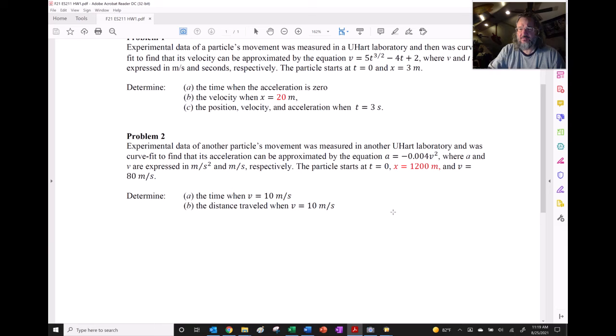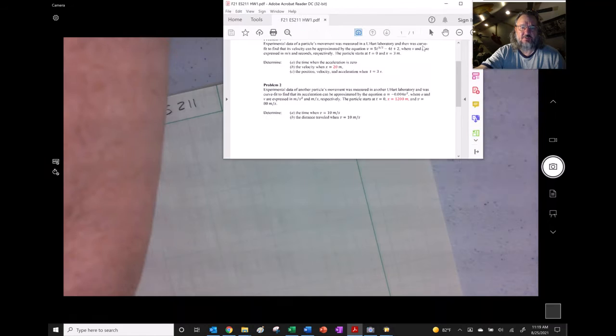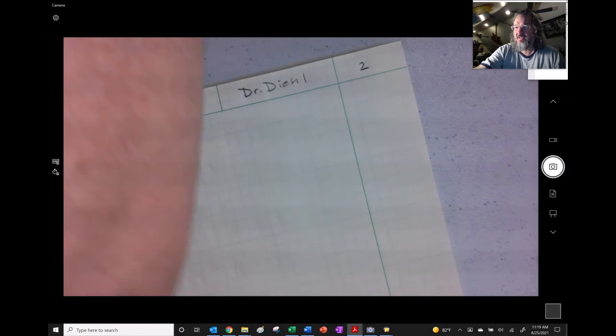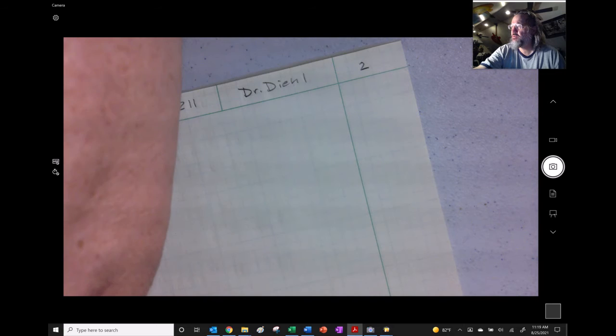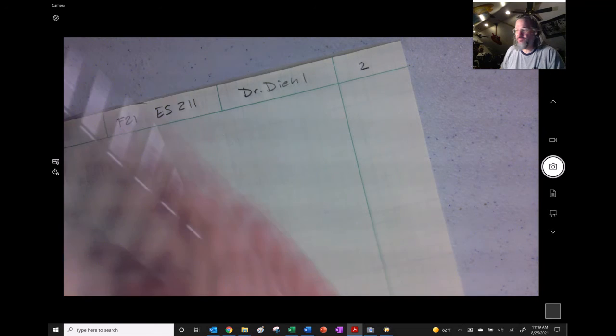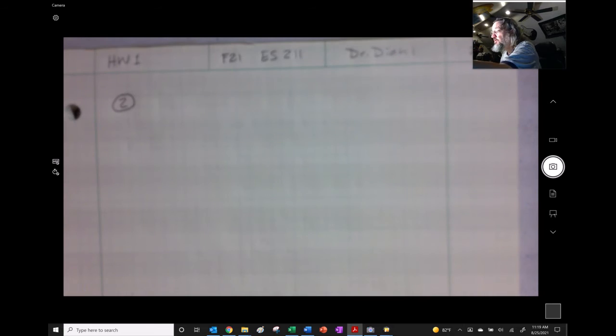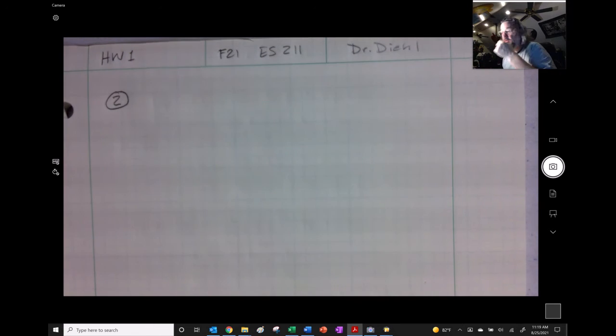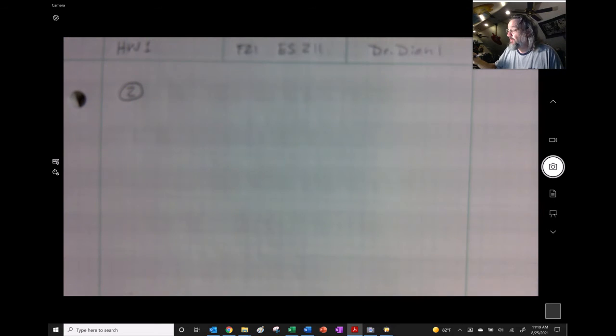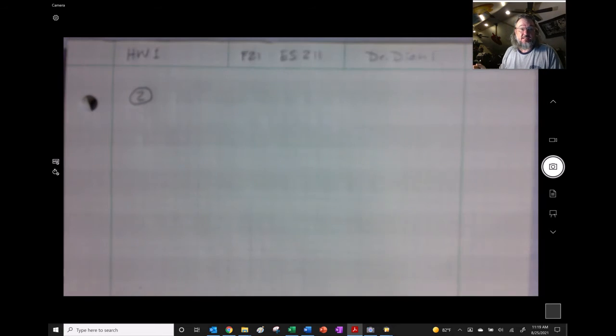It was giving me negative numbers. I think I did this correctly. So we want to find the time when velocity is equal to 10 meters per second and the distance traveled when v equals 10 meters per second. I don't know for sure that I got this right, by the way. Full disclosure, I don't remember. I might have adapted a problem from somewhere else, or maybe even just taken it from somewhere else, but I don't quite recall.